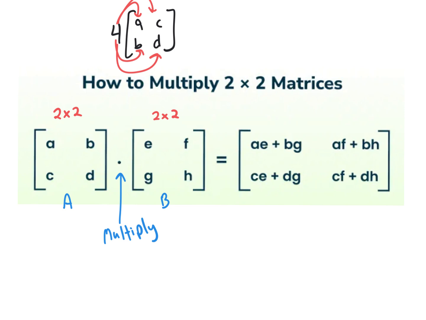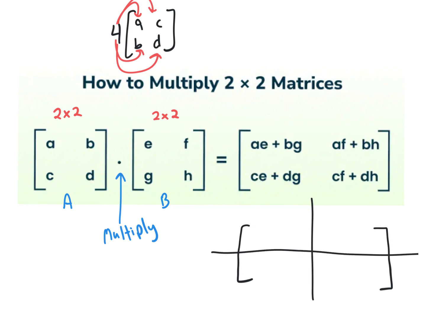What I want you to do underneath here, write a little cheat sheet matrix. And then split that up into 4 sections. Okay. What we are going to do to get this new term, we are going to take row 1 times column 1. We are going to take this row 1 times column 1. Okay, so we took A times E to get AE, plus B times G to get BG.